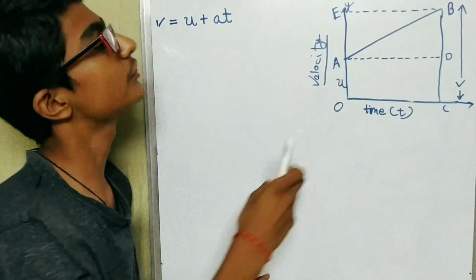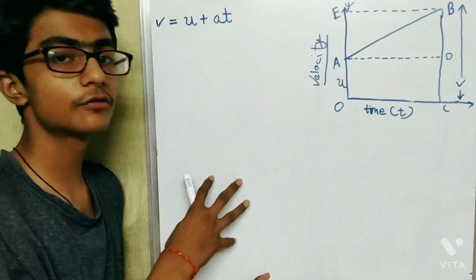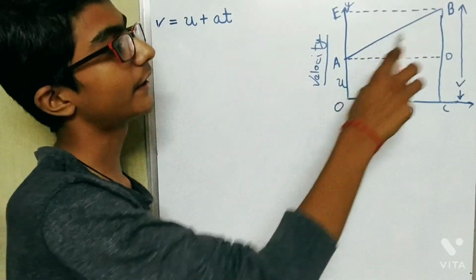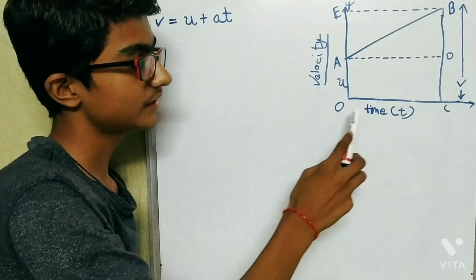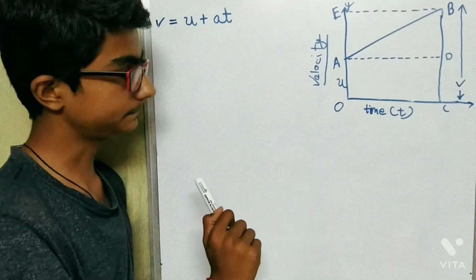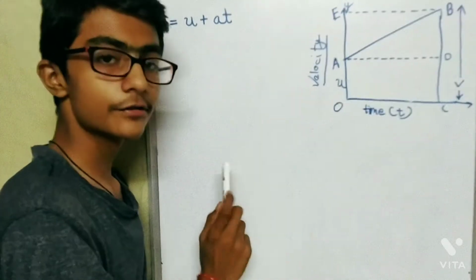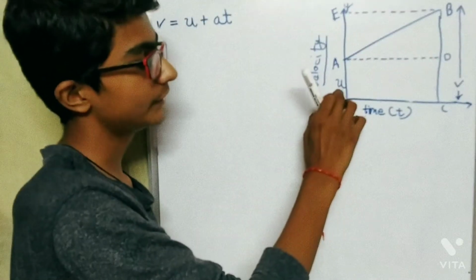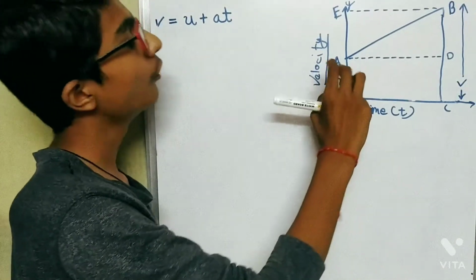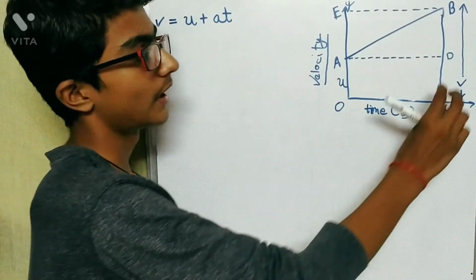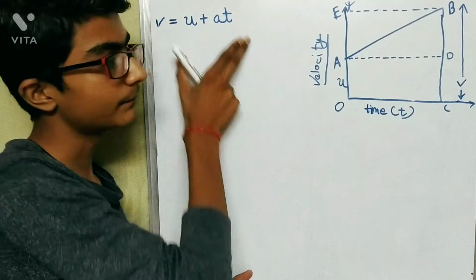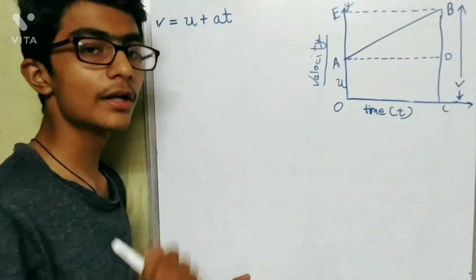This is the graph from which all three equations of motion came. See here, it's a trapezium, A, B, C and O. Then A, B, C, O is a rectangle. E, B, D, A is also a rectangle. Now AO is u. See, this side it's velocity and this side it's time. AO is u, meaning initial velocity, and BC is v, meaning final velocity. So now how this formula came from this graph, that we have to derive.